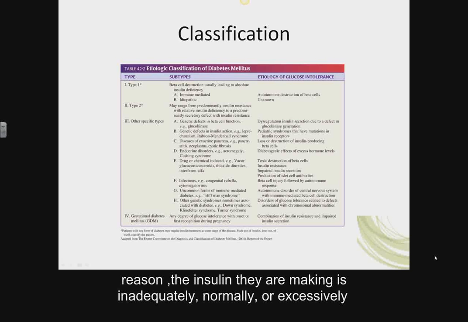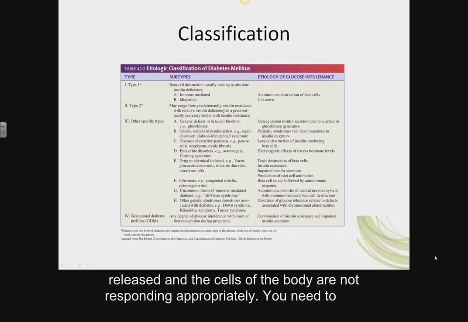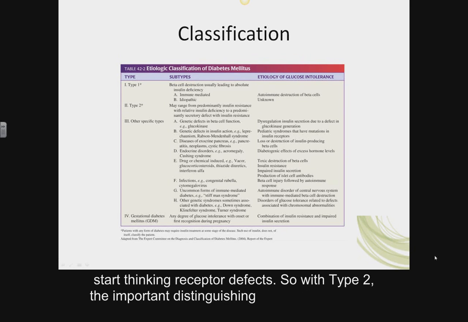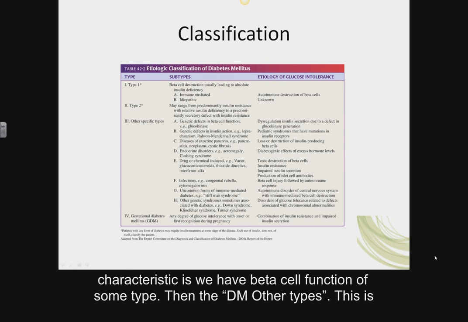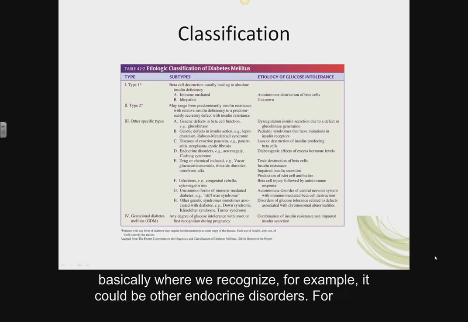In other words, type 2 DM, the beta cells are there. They are working away, but for whatever reason, the insulin they are making is inadequate or normal or excessively released, and the cells of the body are not responding appropriately. You need to start thinking receptor defects. So with type 2, the important distinguishing characteristic is we have beta cell function of some type.